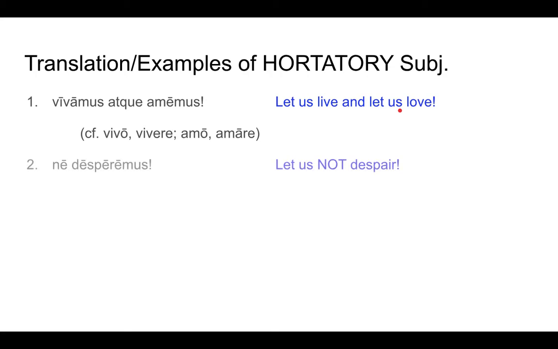So let's look at a second example. Ooh, this is interesting. Ne desperemos. Let us not despair. Oh, what a great phrase. This is related to despero, desperare, first conjugation, but here it is with an E. That means it's subjunctive. And here it's a real gentle exhortation. Let us not despair.